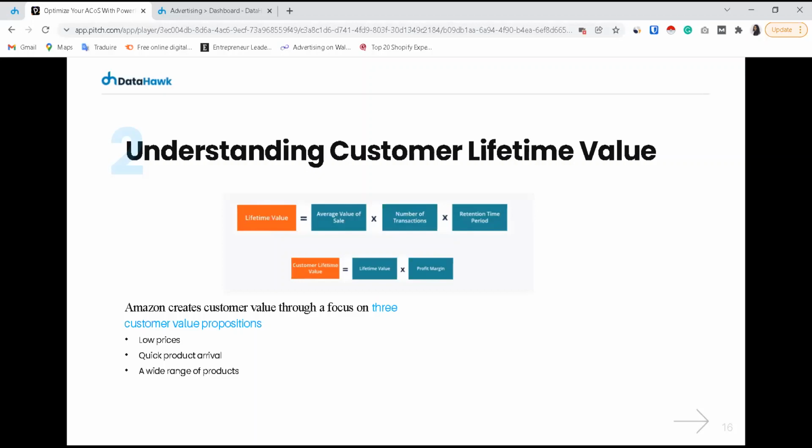To give you an example, your average sale value is $20, and you're measuring over 3 years. Your customers make 5 purchases during that time, so it is 20 into 3 into 5, which is $300, on which your profit margin is 20%. Which means your customer makes you $60 for that lifetime, right?